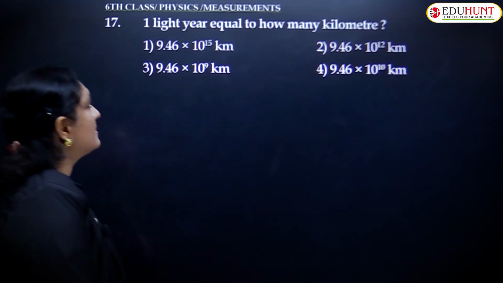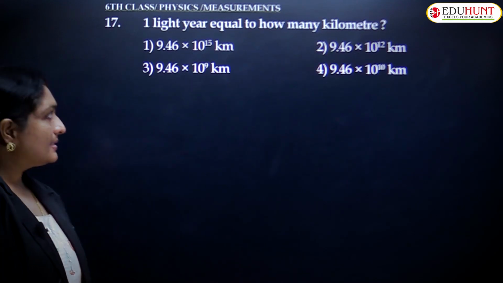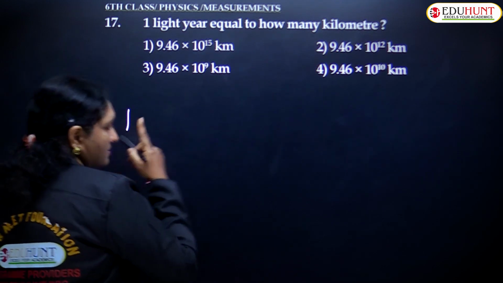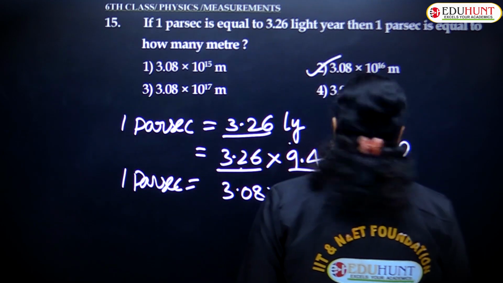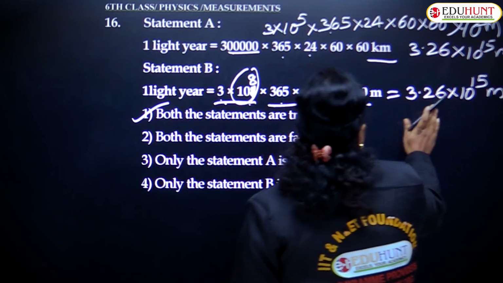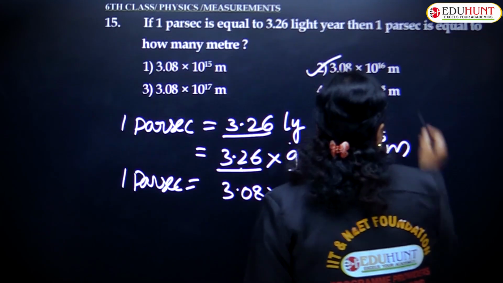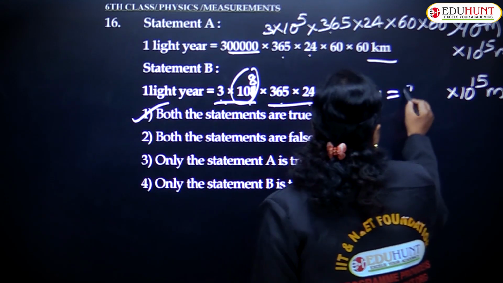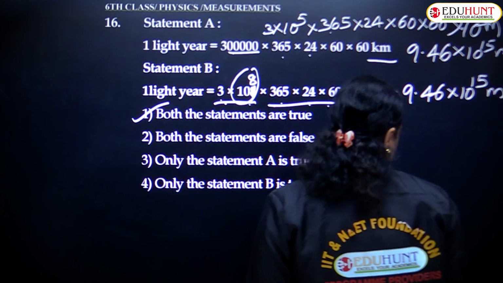Next, 1 light year is equal to how many kilometers? We'll see. 1 light year. Sorry, children. Small correction. This is light year, na? Yeah. This is not 3.26. It must be 9.46. I'm sorry. This must be 9.46.